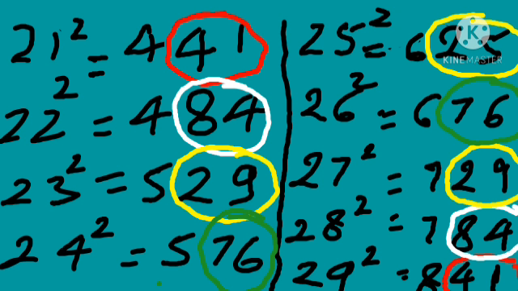Now the trick is there to remember. If you observe these numbers 441 and 841, common is 41 in 21 square and 29 square. Now if we observe the 22 square and 28 square, 84 is there in the squares. Similarly, we can remember these numbers by the trick. In 23 square 529, in 27 square 729, 29 is common between them.